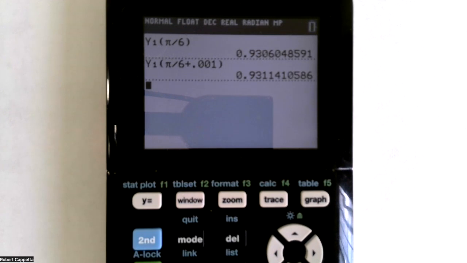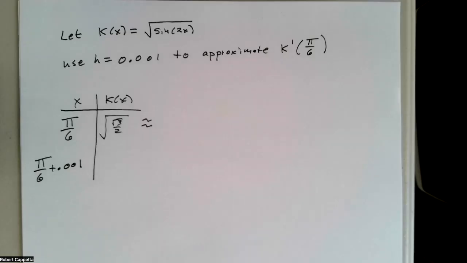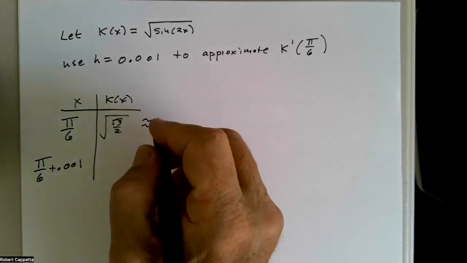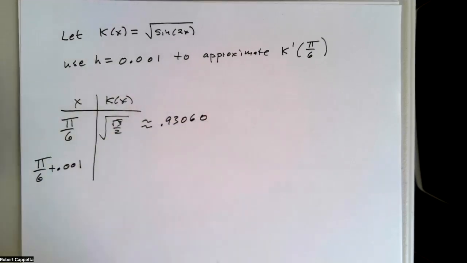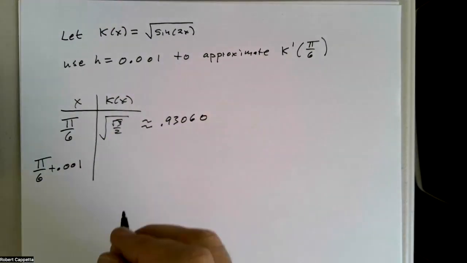So I'm going to plug those numbers back into the table, and then we're going to try to find the slope of those lines, of those points. I have a point here and a point here. I want to find the slope. So the first one for pi over 6, we had 0.93060. And for pi over 6 plus 0.001, I have 0.93114.